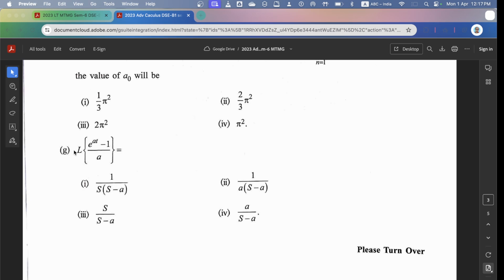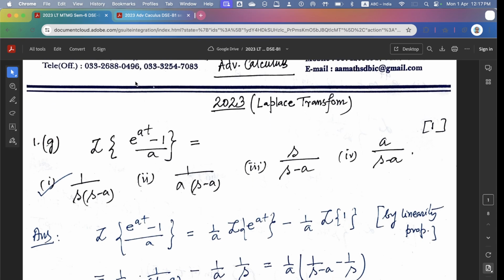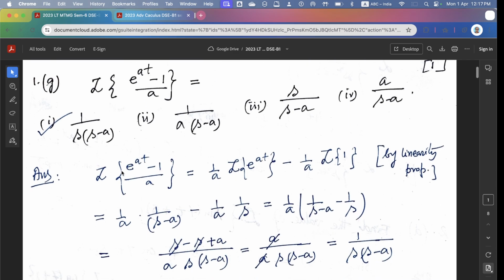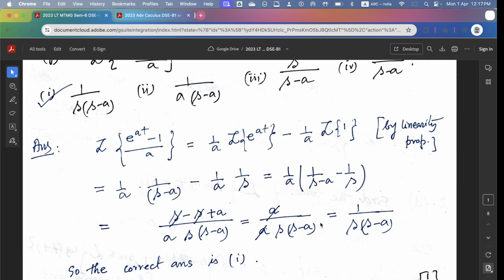Question 1G. Laplace transform of e to the power at minus 1 by a. The correct option is 1. Because, by the linearity property, Laplace transform of e to the power at minus 1 by a Laplace transform of 1 is equal to 1 by a [1 by s minus a minus 1 by a into 1 by s]. So after simplification we get 1 by s into s minus a.